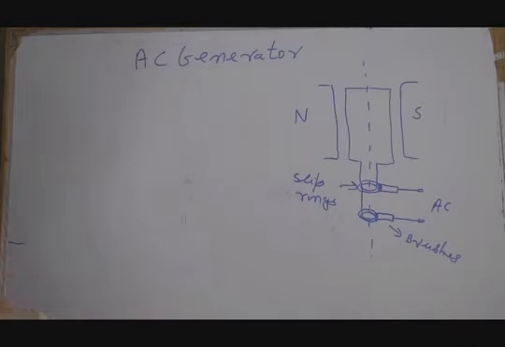Now the question is, what is the principle? The principle of an AC generator is, if there is a change in the flux in a coil, then there will be induced EMF. And because in this case there is a continuous change in the flux, the induced EMF will also be continuous.